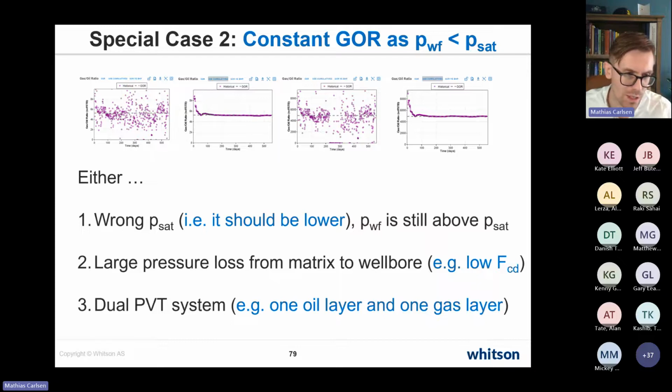Yeah, no, I can just, so that's the large pressure loss from matrix to wellbore. It could be modeled very simply in a numerical model if you assume that your fracture conductivity is really low. Some people don't believe in that, so it could be something else.